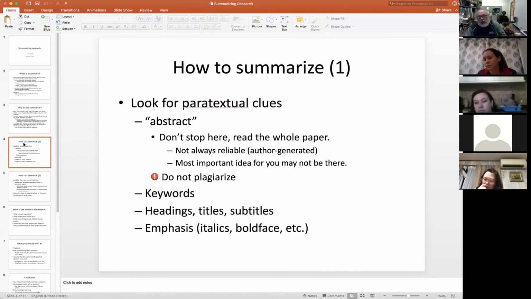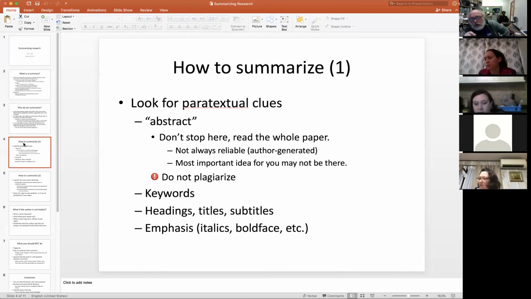Now, the other reason not to stop is, even assuming that the author is very reliable, the one idea that you need, the idea that's going to rock your world, that's going to change the direction of your paper and make it fantastically good, may not be in the abstract. Because the idea that's most important to you for your paper may not be the idea that was most important for the author. In fact, it's unlikely to be, right? Because otherwise you'd be writing the same paper, right?